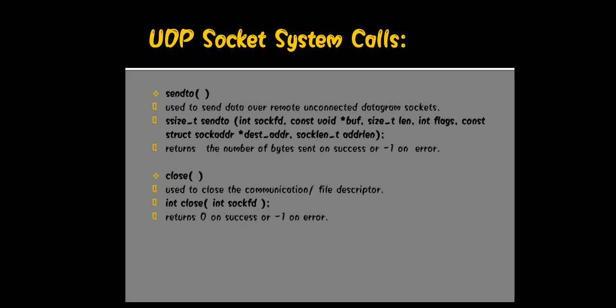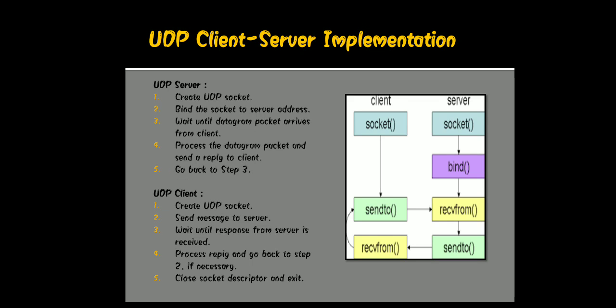Close. Close system call is used to terminate the connection. It accepts a single argument, file descriptor. It returns 0 on success and -1 on error. Next, client-server implementation of UDP socket. As shown in the picture, the UDP server has to create a UDP socket, bind the socket to the server address, and wait until the datagram packet arrives from client. It then processes the datagram packet and sends the reply to client.